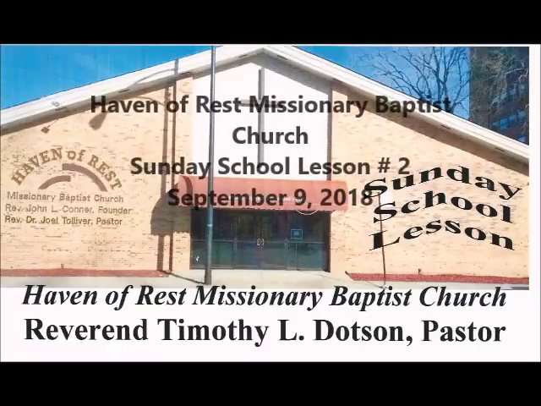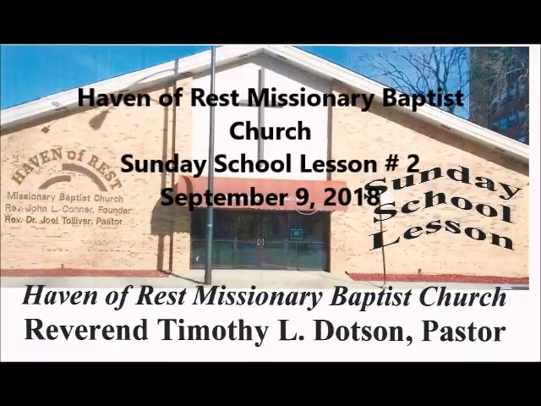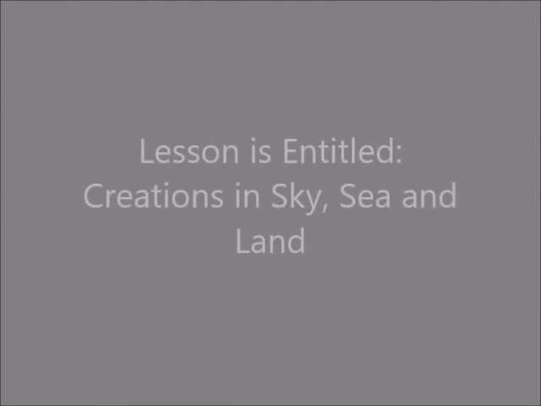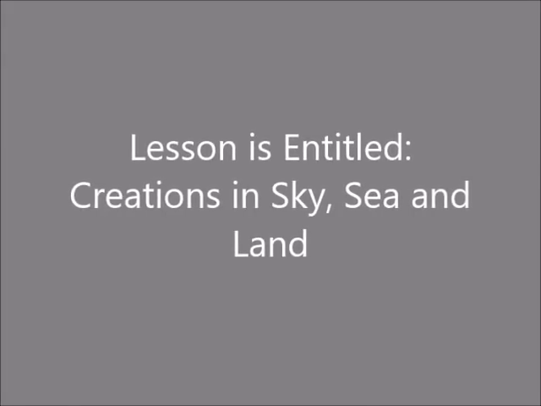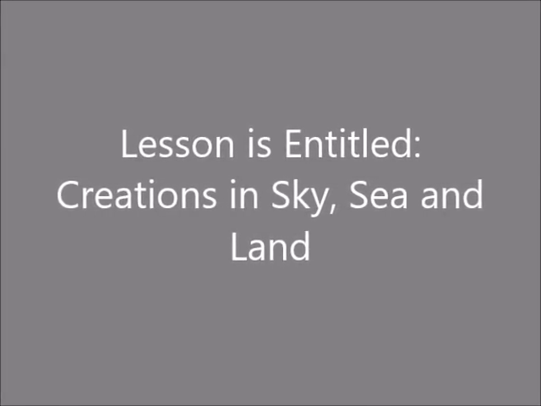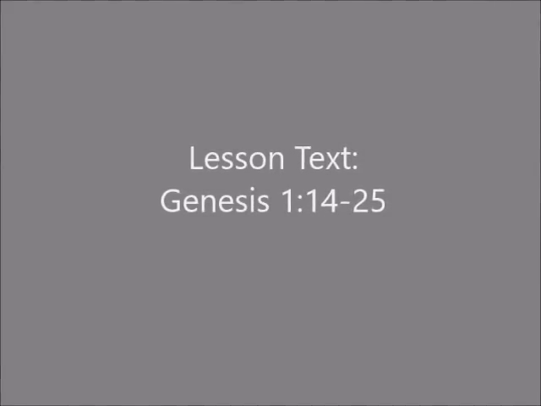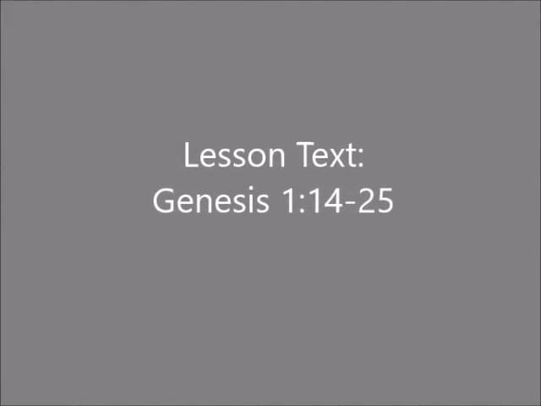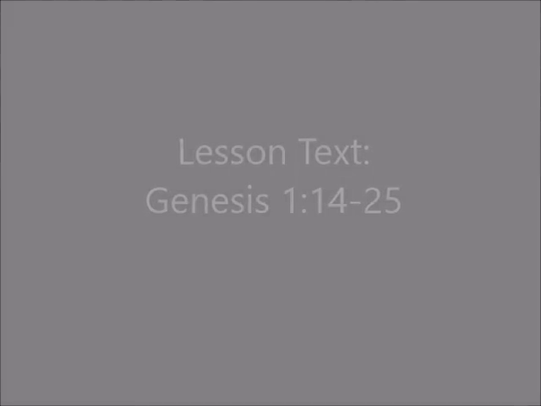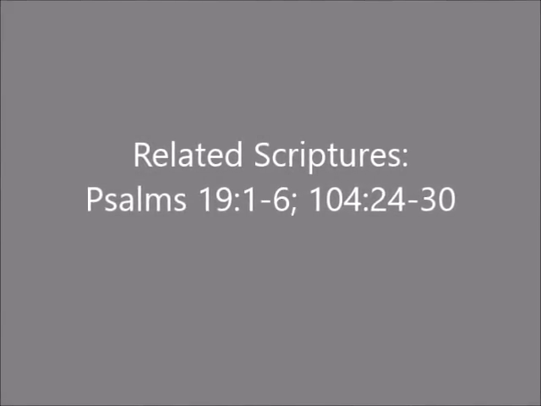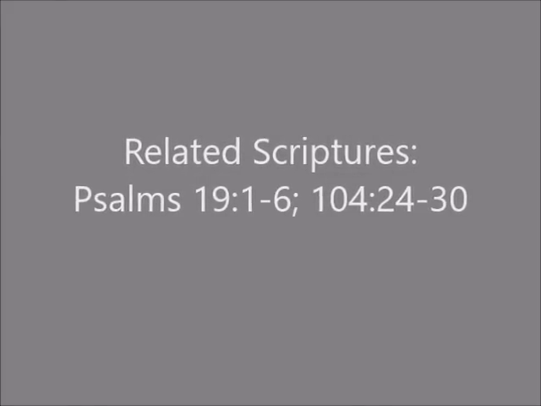Haven Arrest Missionary Baptist Church Sunday School Lesson number 2, Sunday, September 9th, 2018. The lesson is entitled Creations in Sky, Sea, and Land. The lesson text comes from Genesis chapter 1, verses 14 through 25. We were asked to read related scriptures, Psalms 19, 1 through 6, and 104, 24 through 30.